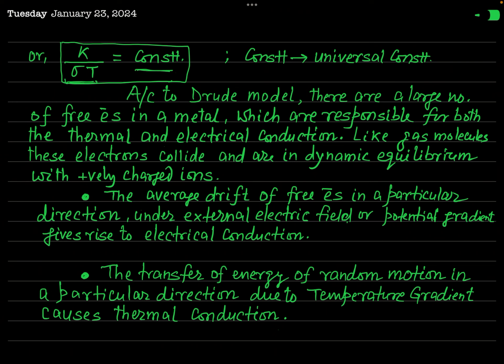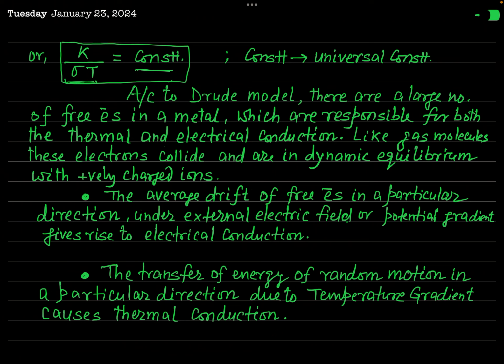So now we assume the mathematical form of this Wiedemann-Franz law in this way, K over sigma T equal to constant. Okay. So this is the Wiedemann-Franz law, which relates the thermal conductivity K and the electrical conductivity sigma of metals at a particular temperature T. Now we will see how this law can be explained on the basis of the Drude model.